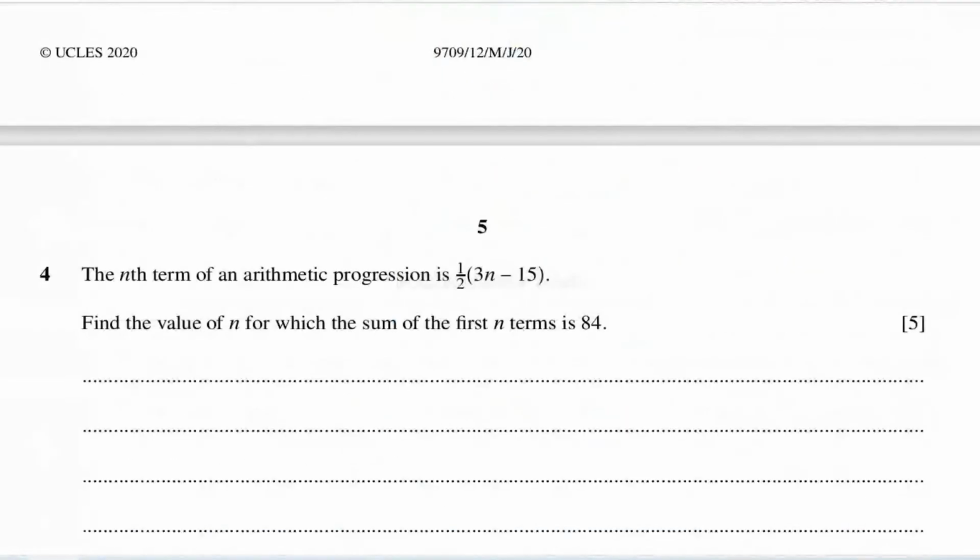Next, question number 4. The nth term of an arithmetic progression is 1 over 2 multiplied by 3n minus 15. Find the value of n for which the sum of the first n terms is 84. So the nth term is given, and sum of the first n terms is 84, and we need to find the value of n.